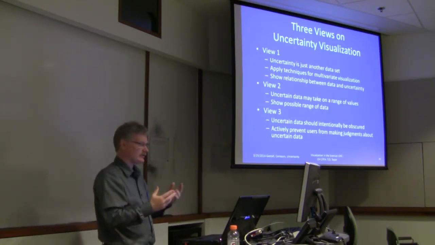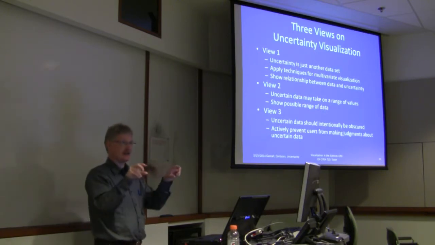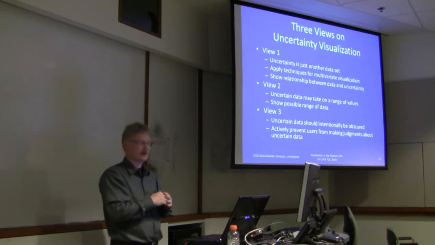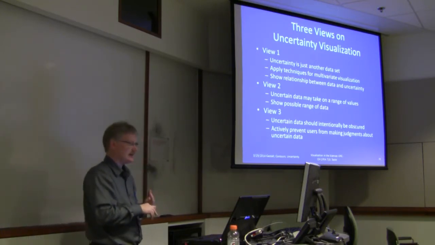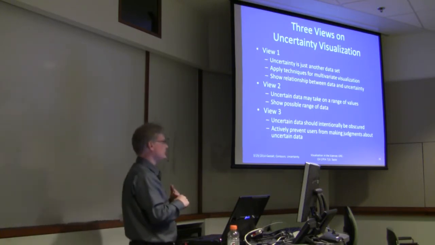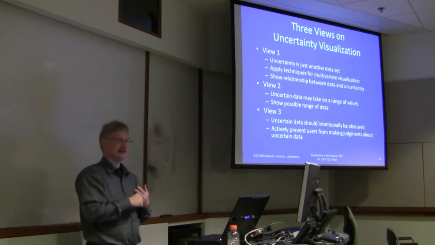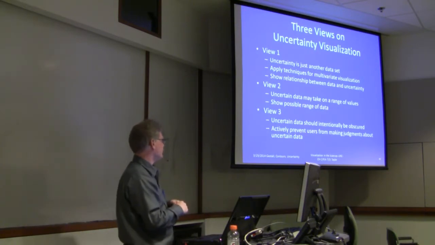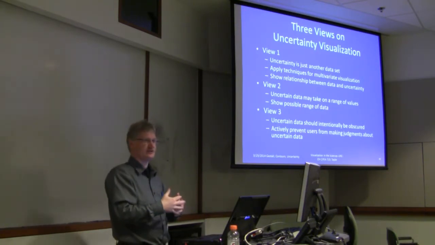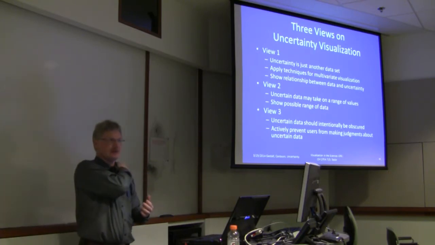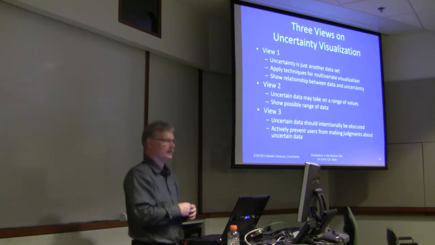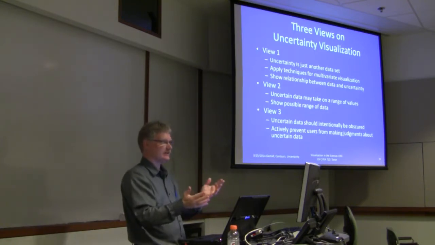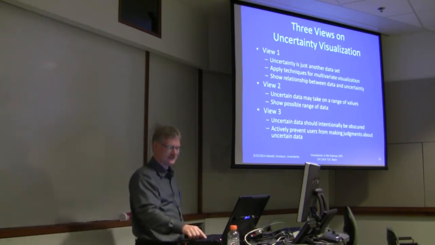The second one is that uncertain data may take on a range of values, and I want to show this range of values. This is the ambiguation. Here's the top and the bottom where we might have this data set. And the third is that uncertain data shouldn't be clear. The less sure we are about it, the less perceivable it should be to the viewer. We're going to actively prevent users from making judgments based on this data. We're going to make it so that they can't tell what's going on. This makes the verisimilitude match the veracity. You can't misinterpret it because you can't interpret it.